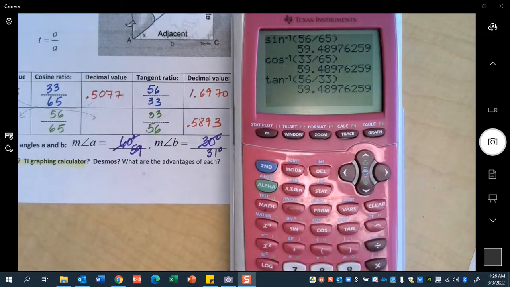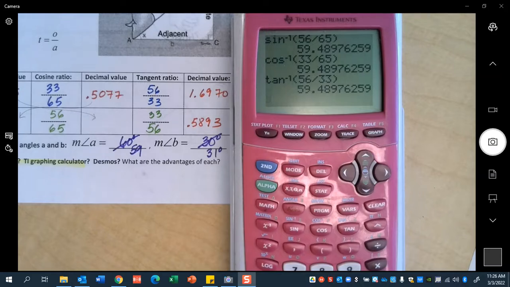So whether I choose to figure out sine, cosine, or tangent, these ratios will give me either the decimal value from the table or asking for the inverse function on my calculator. That's how I get my degree measure.